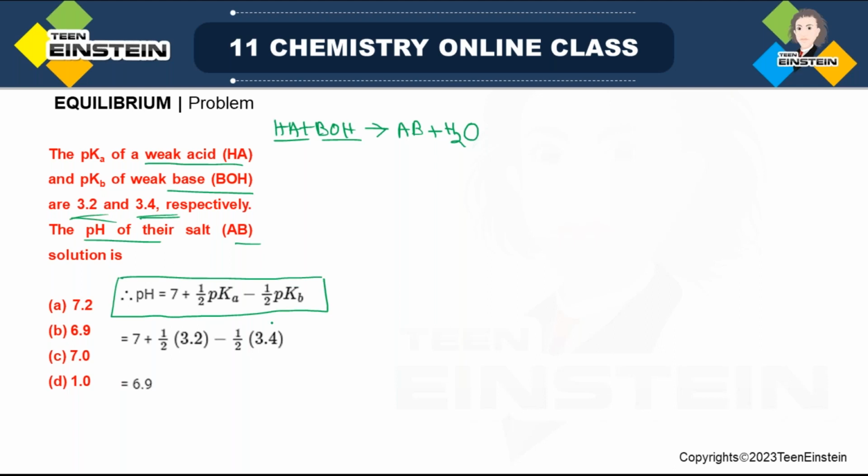This is the pH formula for a weak acid weak base type of salt. So this is the salt which is produced from a weak acid and weak base, and that is why we are using this formula. So the pKa value we are putting is 3.2, and the pKb value is 3.4. Now in this case, remember when it is a weak acid weak base type of combination, the final pH may be lesser than 7 or greater than 7. That depends on the value of pKa.